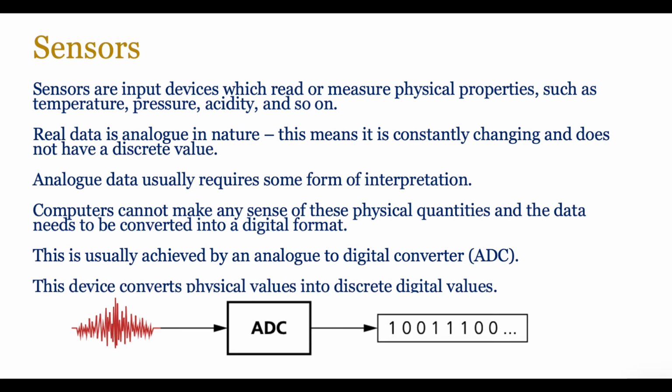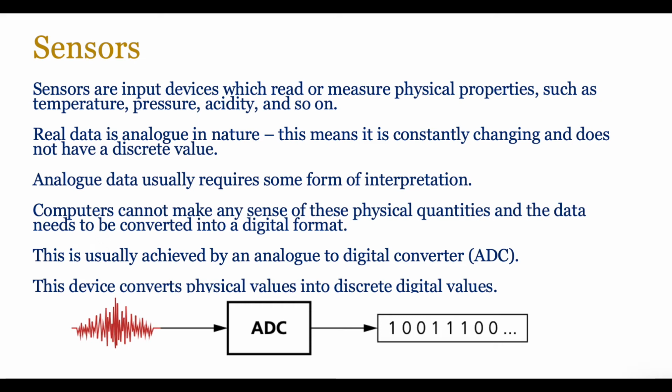Now, sensors are obviously used in virtual reality headsets as well. So let's start looking at sensors in a bit more depth. Again, you might be familiar with a lot of these. Sensors are input devices which read or measure physical properties such as temperature, pressure, acidity, and so on. And the data they generate is analog in nature. This means it's constantly changing and does not have a discrete value.